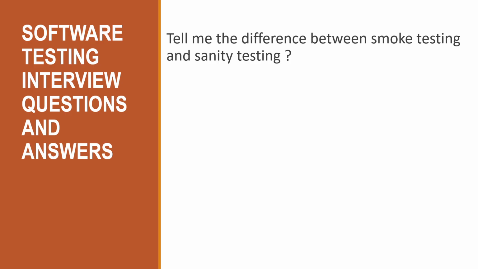And also some of the basic functionality you can check inside a sanity testing. So inside a sanity testing, you are checking whether the defect is fixed or not. Along with that, you are checking the basic functionalities. But in smoke testing, you are actually checking the critical functionality part. So that is the difference between smoke testing and sanity testing.